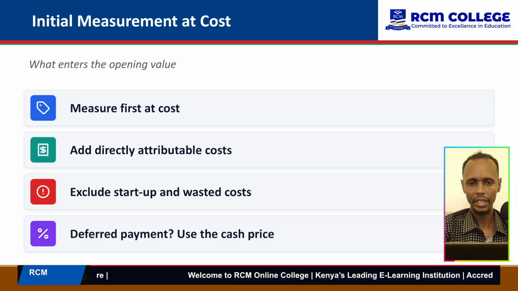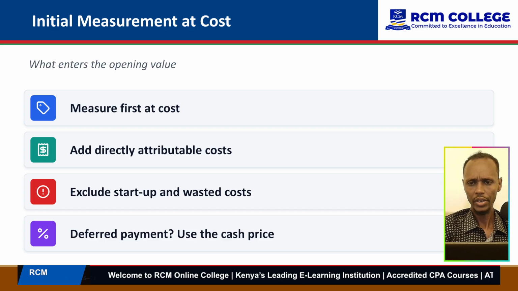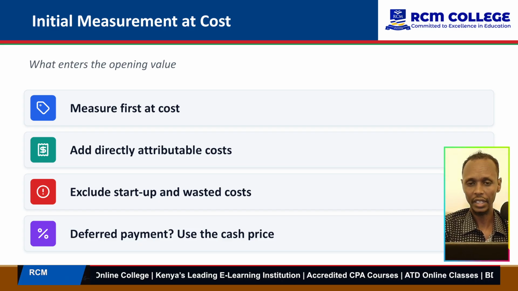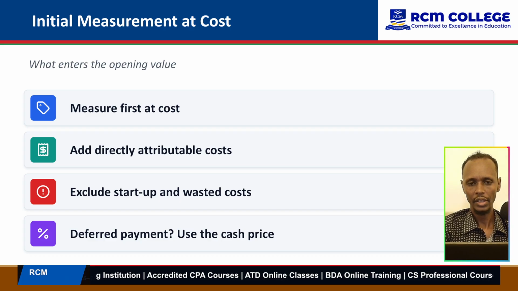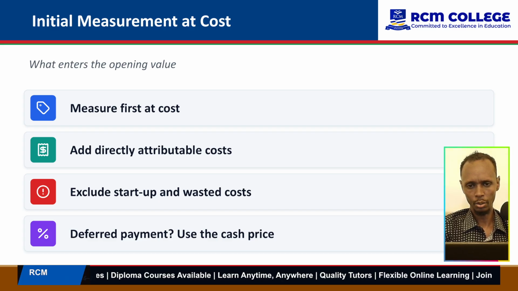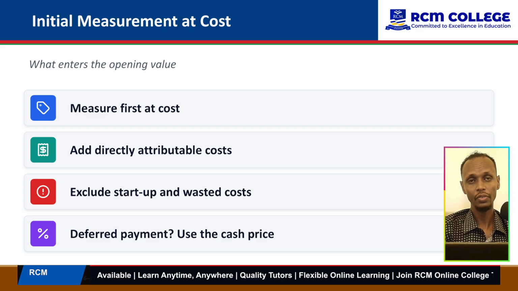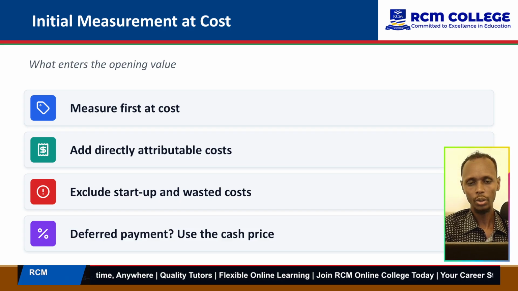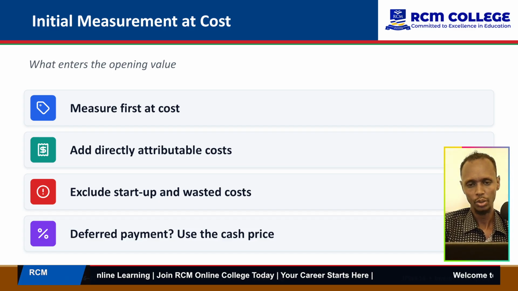So you add any directly attributable cost, any cost that you can relate to bringing that asset to its present condition and location, you add to the asset. You exclude startup and wasted cost. Then for deferred payments, use the cash price. What does it mean? For deferred payments, by the way, if you deferred for 3 years, then you look at the present value. Okay.